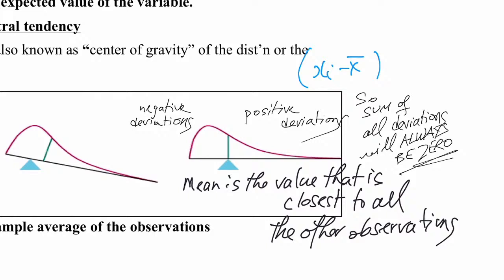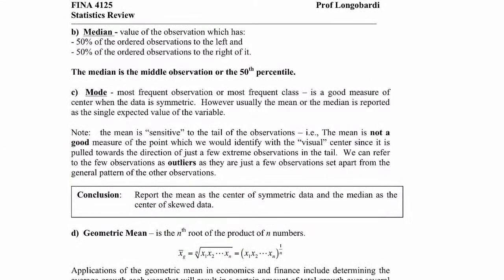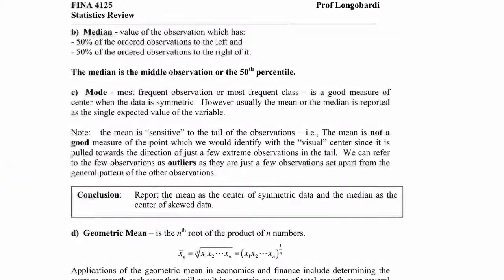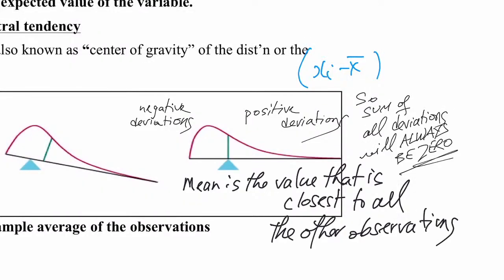So how do I resolve that issue? I want a measure of how spread out from the mean the other values are. Did I go too fast? In case you want to take a screenshot. So the sum of all deviations will be 0. So the average of all deviations will also be 0. That's not helpful. And it'll always be 0.